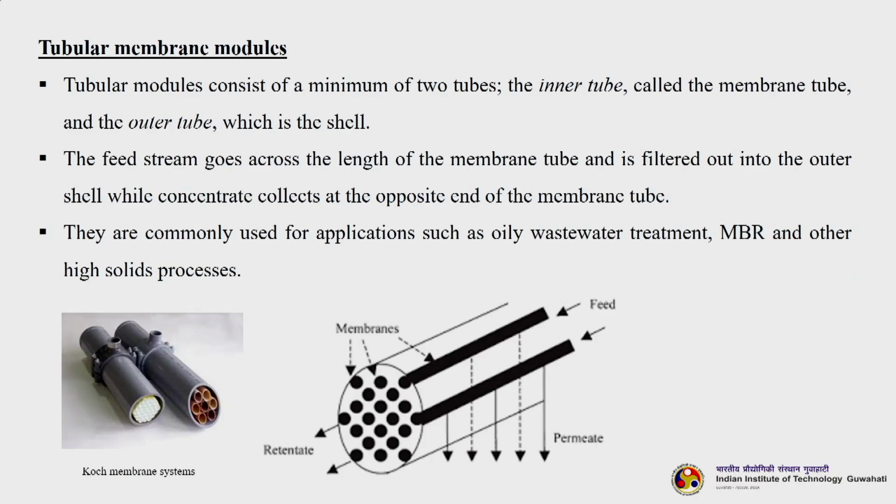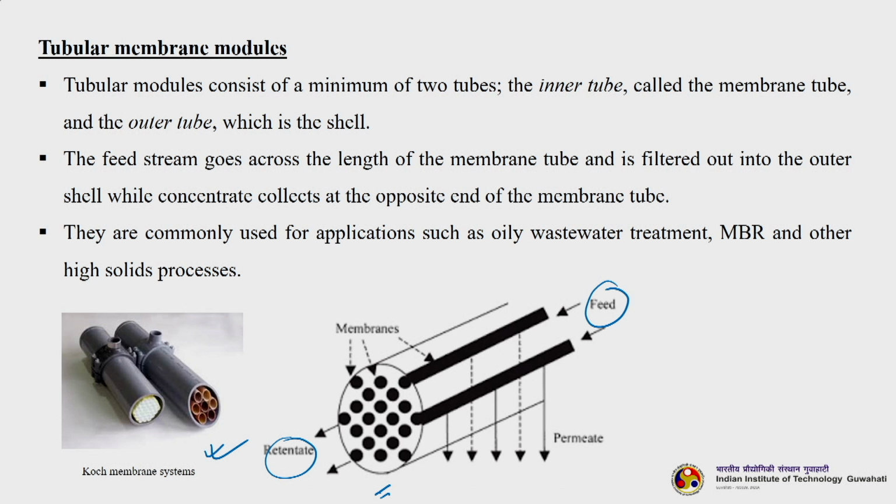So, this is how it looks like. You can see how the feed is entering here. This is the cross section. Permeate is coming out of the porous wall and retentate is coming out this side. So, feed enters one side of the tube, and retentate is collected on the other side of the tube. These are developed by Koch Membranes, actually.